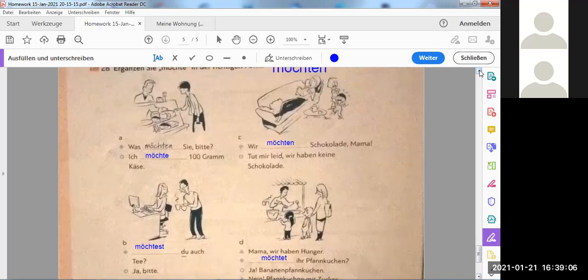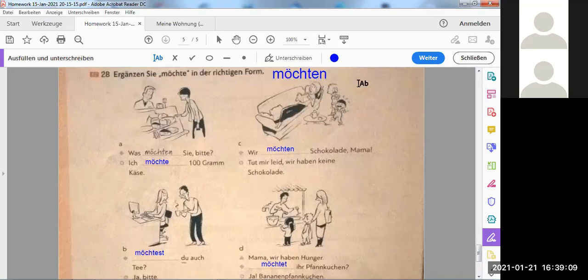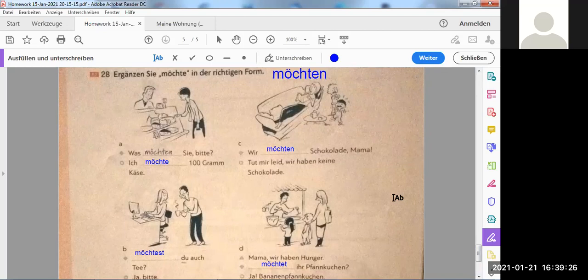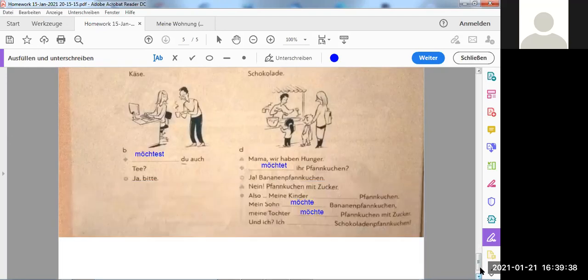Okay, here. There. Sorry, going up and down. Which action is here? The man is asleep. Okay, somebody's lying on the sofa and the kinder. Oh, the kinder are saying something. Yeah, we. Okay, we would like to have chocolates. Wir möchten Schokolade, Mama. Tut mir leid, wir haben keine Schokolade. Okay. Also the children here. Mama, wir haben Hunger. We are hungry.